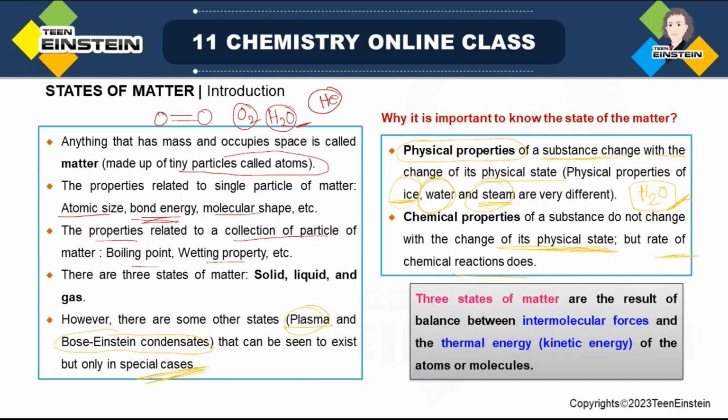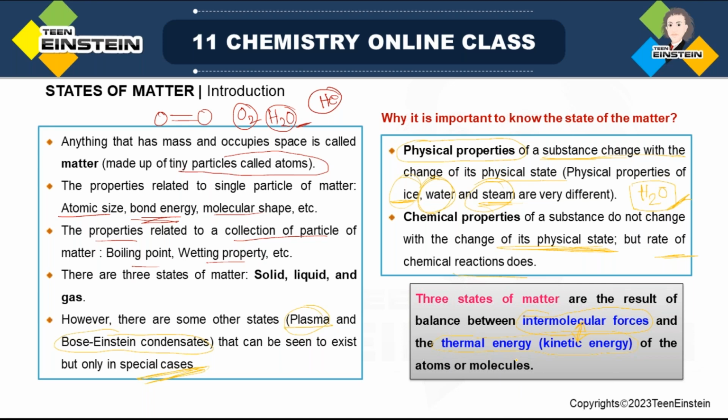So for these three states of matter, how will we understand whether a particular compound will be present in solid form or liquid form or gaseous form? That depends on what kind of intermolecular forces are present in the molecule, and what the thermal energy or kinetic energy is. So these three states of matter, as written here, are the result of balance between intermolecular forces and thermal energy of the atoms or molecules present. These two are basically opposing each other. We will go into the details, not here.